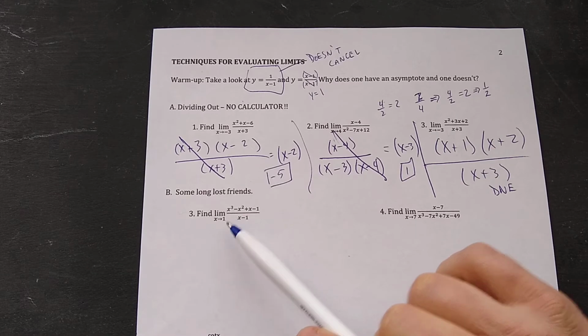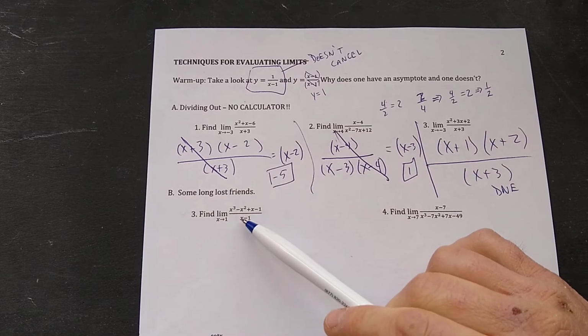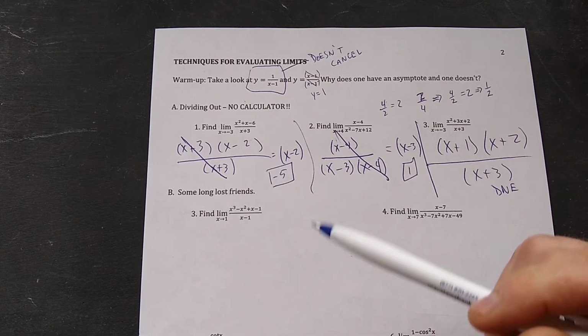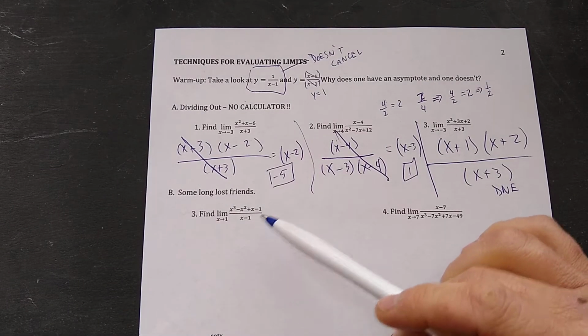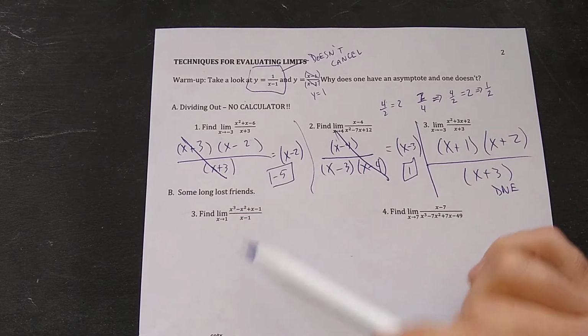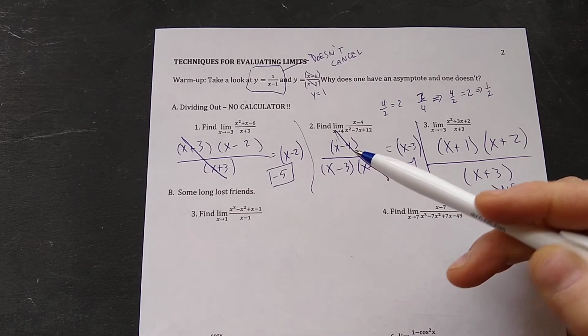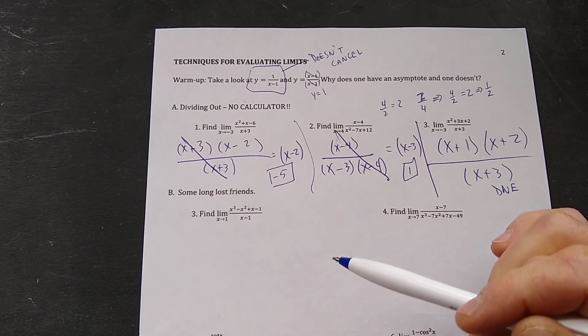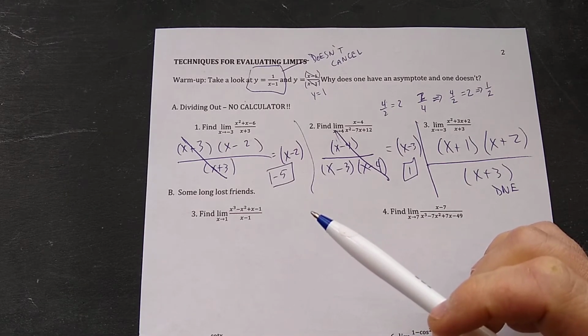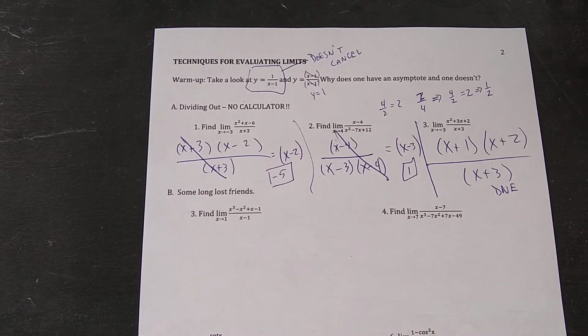I'm going to take the limit as x approaches 1. If you plug in a 1, 1 minus 1 is 0, and you can't divide by 0, obviously. So I want to know, is this one of these equations that has an asymptote, which means nothing cancels, or is this an equation where something does cancel, and it's just going to have a hole? So is there a way to simplify this?